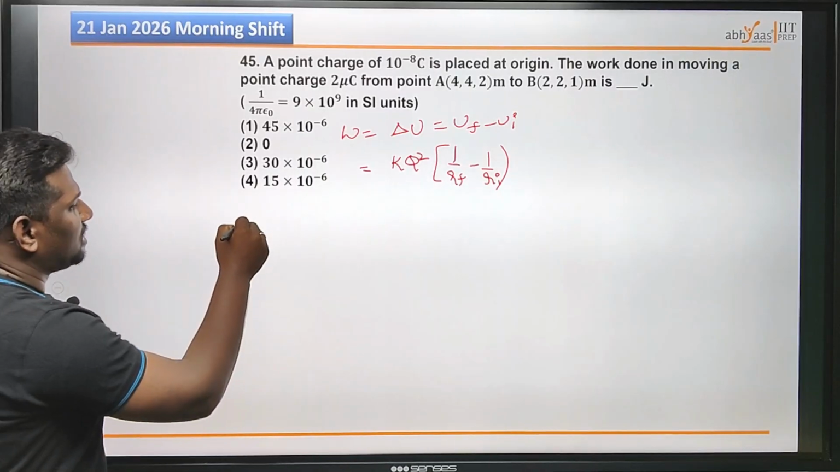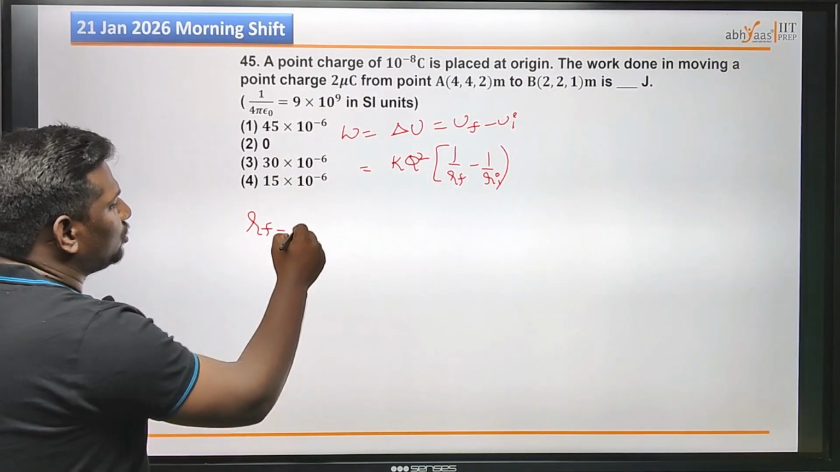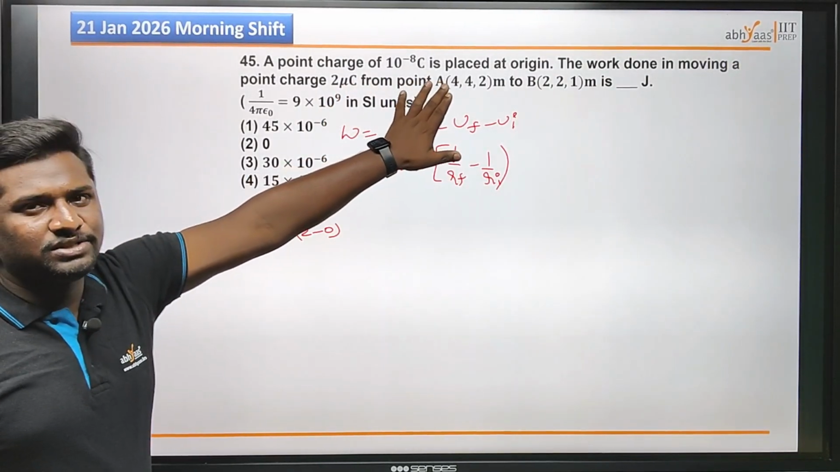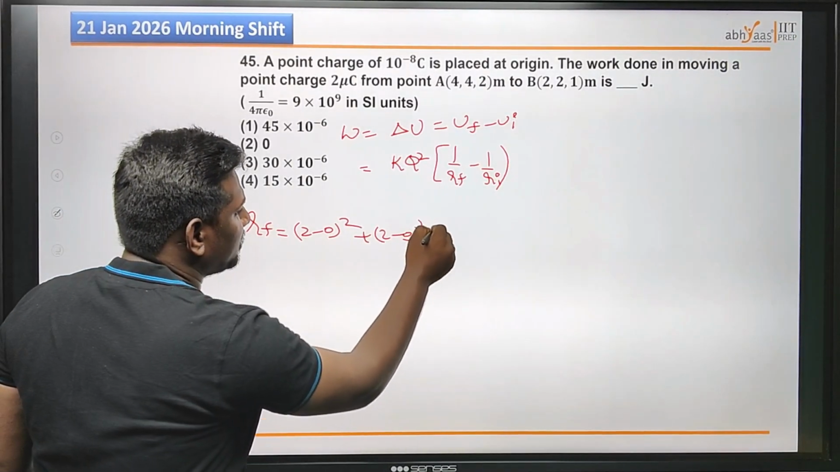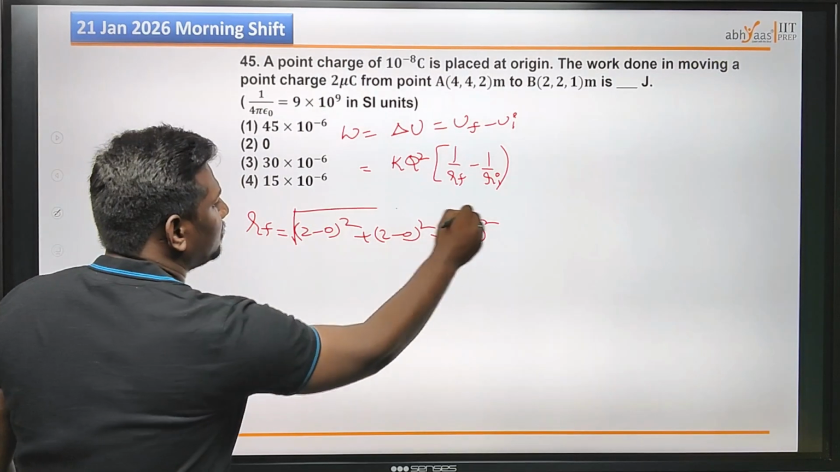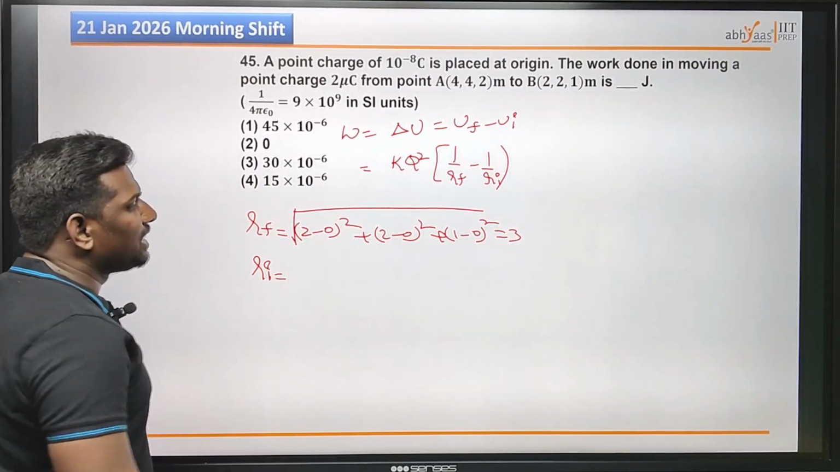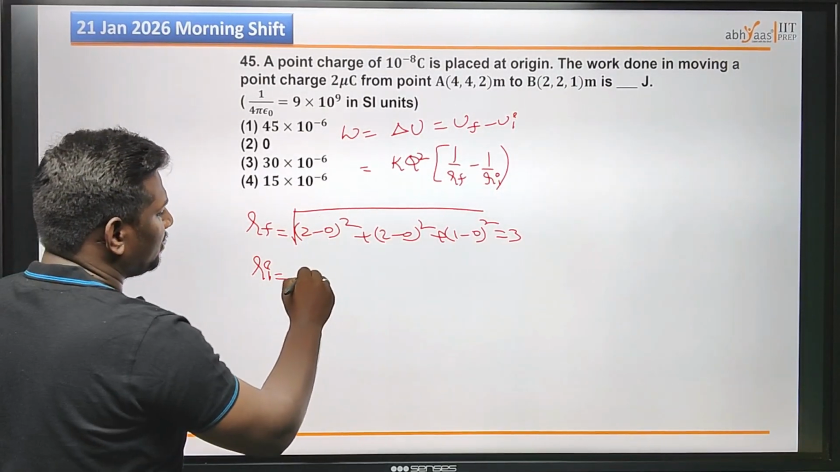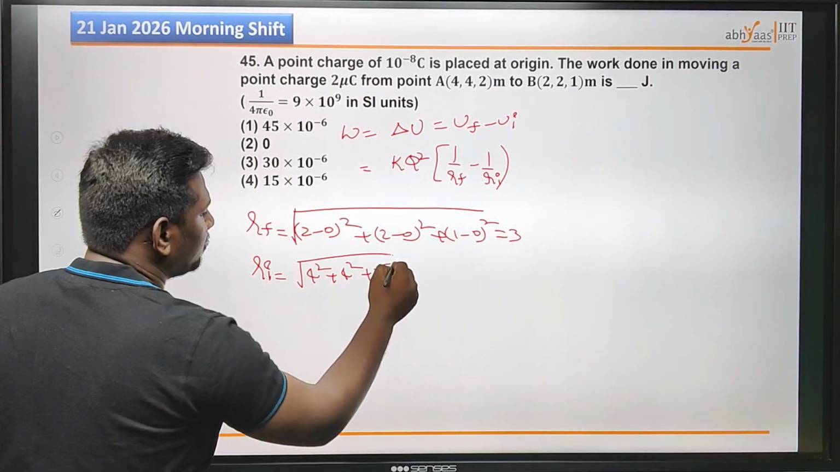So how to find R values? R final equals, take this one, 2 minus 1, it is from origin, square plus 2 minus 0 whole square plus 1 minus 0, you are getting 3. So similarly, R initial, 4 minus 0 whole square, so 4 square plus 2 square, you are getting 6.